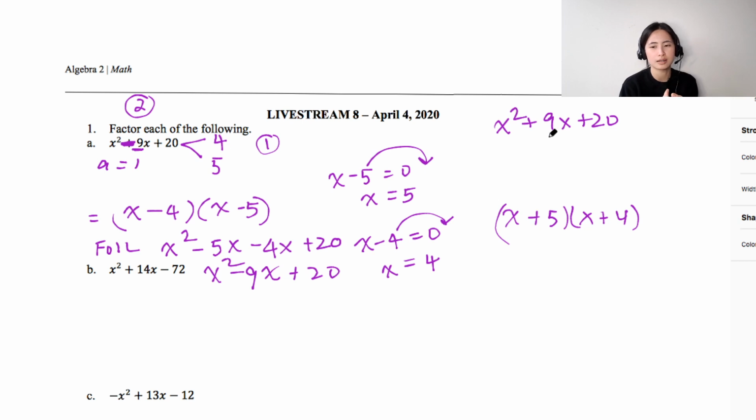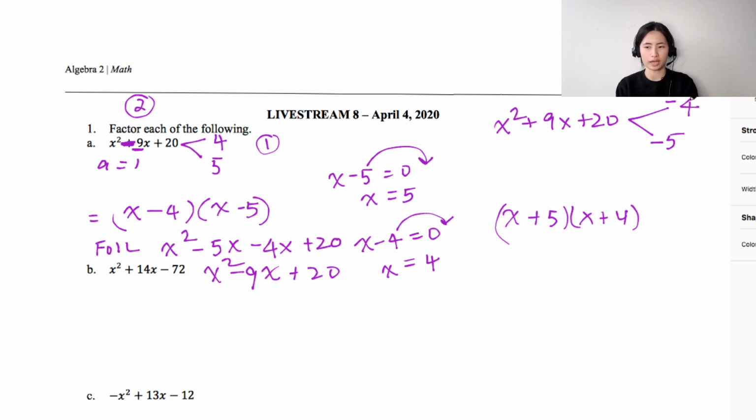If this is a positive number, you're still going to use 4 and 5, right? Because both are factors of 20. And yes, they do add up to 9, right? But the only thing you need to be worried about is if you have this negative symbol in front, as opposed to the positive 4 and 5, right?